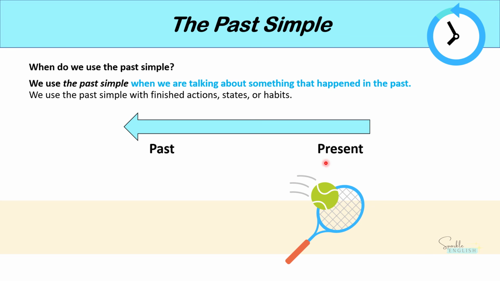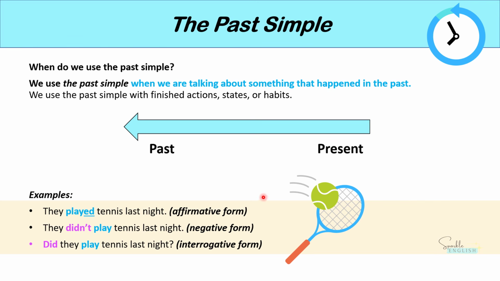So we use the present tense to talk about something happening right now, and we use the past tense to talk about something that has already finished. So let's look at some examples. They played tennis last night. This is an example in the affirmative form. They didn't play tennis last night. This is an example in the negative form. And you can see that we don't add ed at the end of the verb in the negative form.